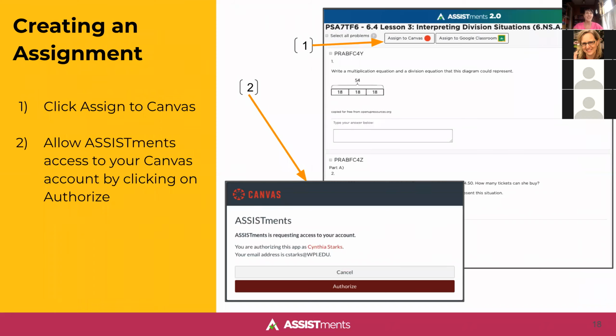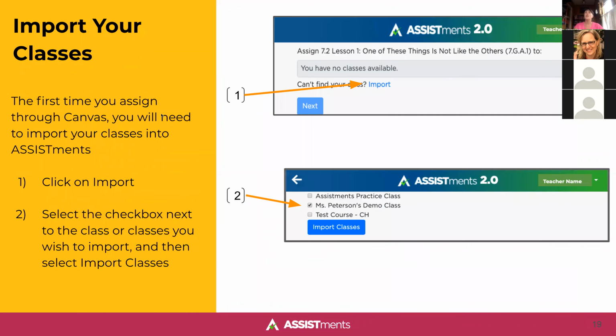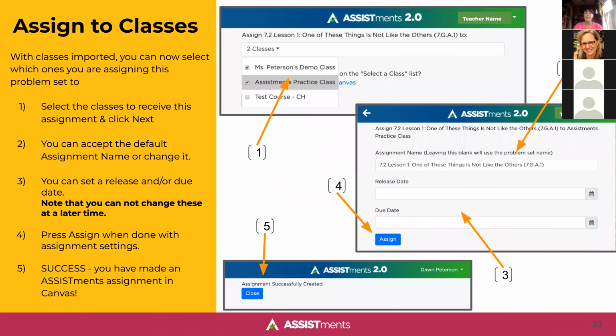And I'm going to show you this live as well. So if I go a little bit fast through these slides, just know that you will get the copy after the webinar. So you're going to be able to choose what you want to assign. You'll be asked to authorize again, like I said, many authorizations. You're going to have the option to import all of your Canvas classes. You can assign to one class, many classes.